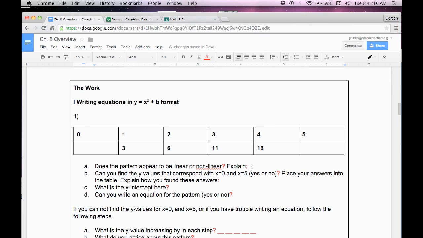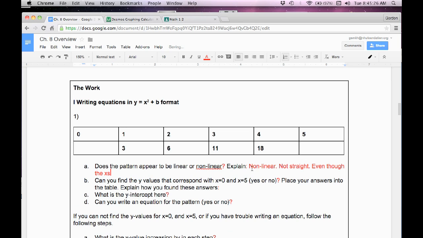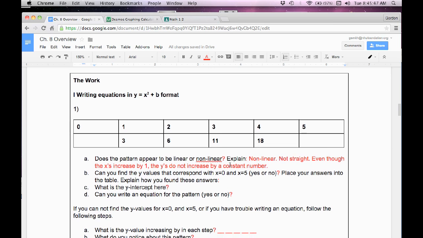It's definitely nonlinear. And all you really have to say is that it's not straight. You can also say, even though the x's increase by 1, the y's do not increase by a constant number. The amount that they change by actually changes.